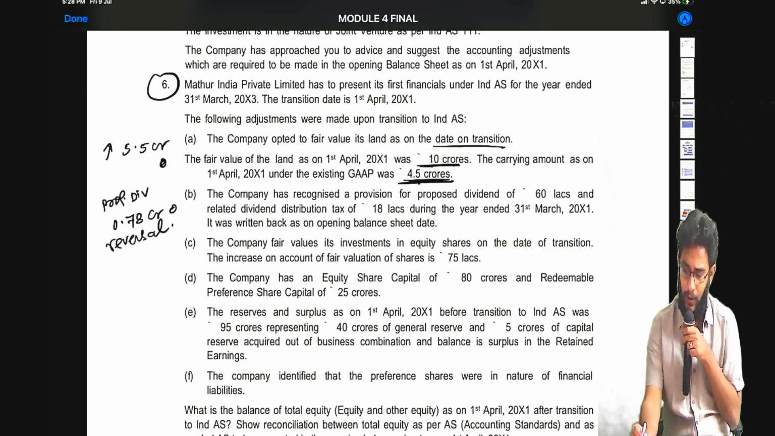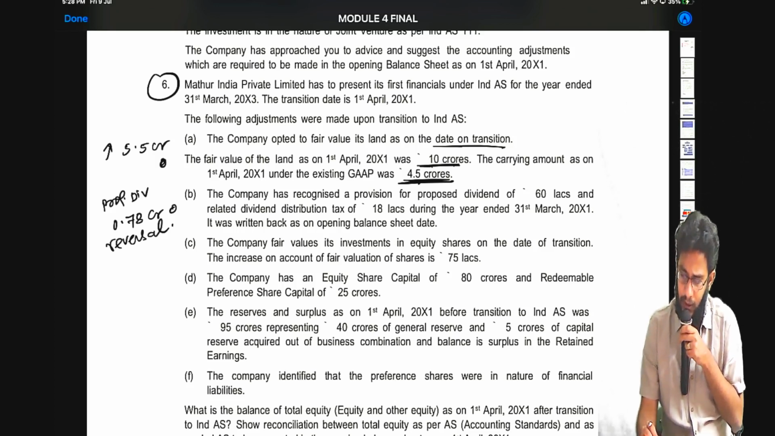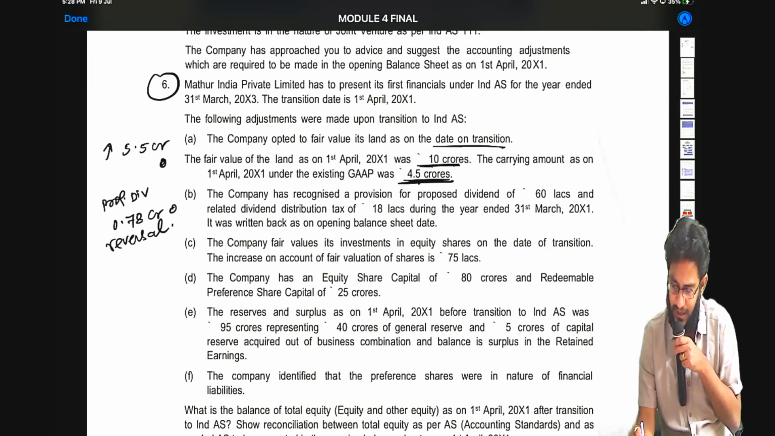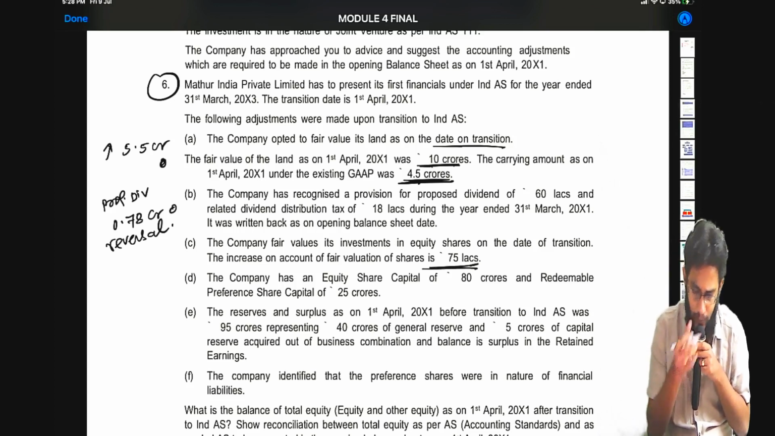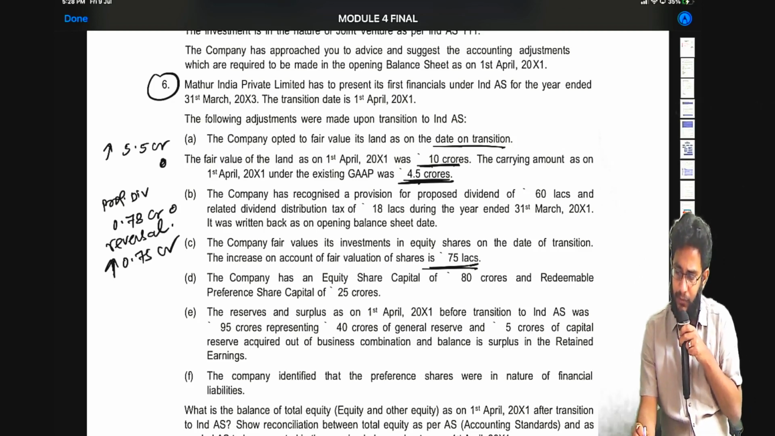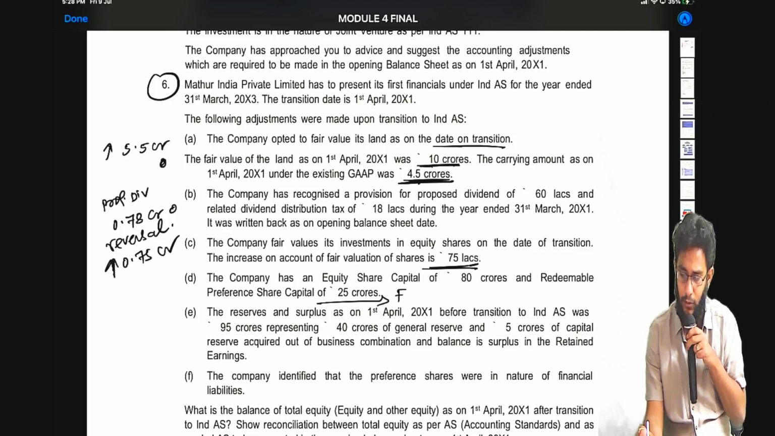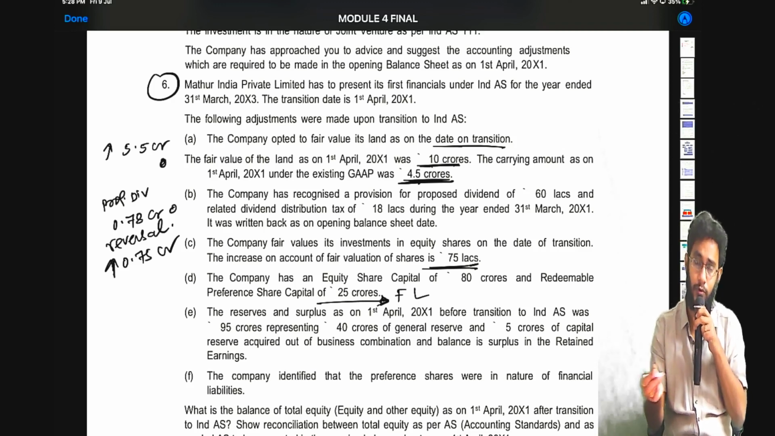The company fair values its investment in equity shares on the date of transition. The increase on account of fair valuation of shares is 75 lakhs, that is 0.75 crores. The company has equity capital of 80 and redeemable preference share capital of 25. Redeemable preference share capital is now to be treated as a financial liability, but earlier under GAAP used to show it under shareholder funds.